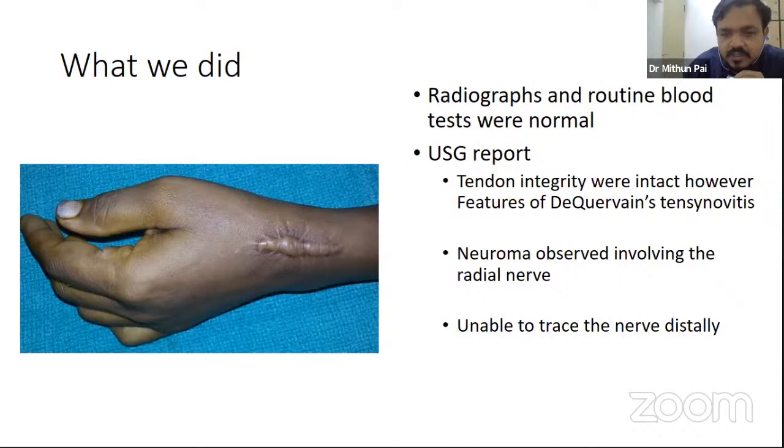Neuroma was observed, but they were not able to trace the nerve distally. So only proximally were they able to trace the superficial radial nerve, with the discontinuity and a neuroma. So this was the ultrasound report. Then the radiograph was normal, and other routine investigations were within normal limits. So how to go ahead with this case?